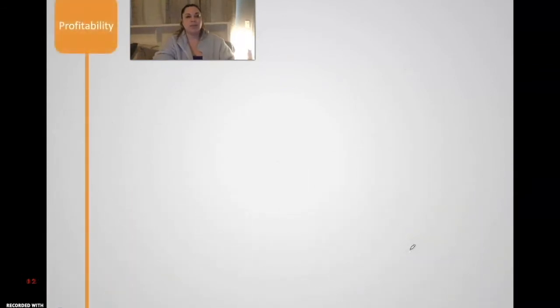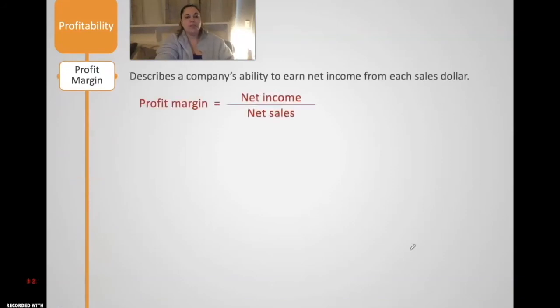Okay, we have the profitability ratios. These are basically how profitable a company is doing. They let us know if we're doing well with our sales and with our income. The first one is profit margin, which describes a company's ability to earn net income from each dollar of sales.